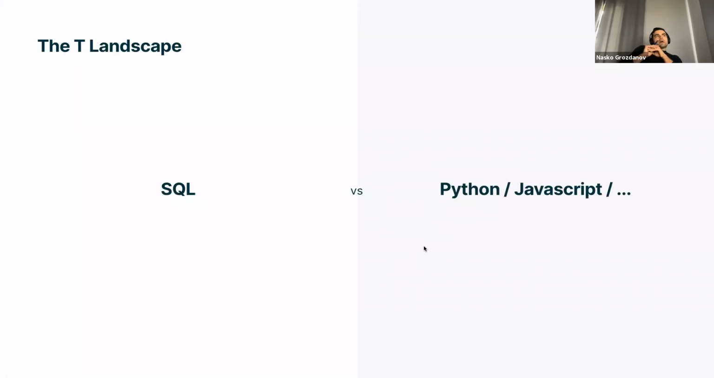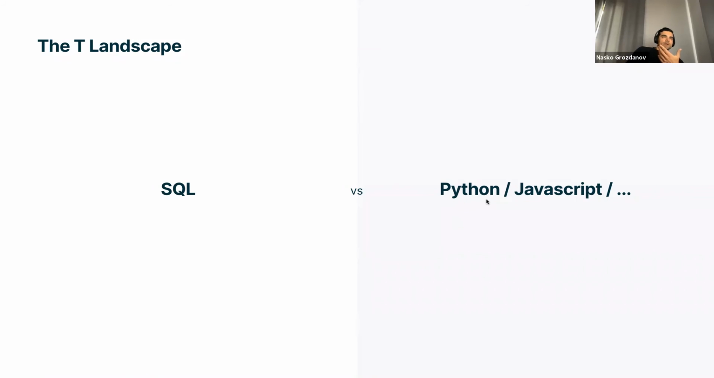Now, if you look at the transformation landscape today, you can kind of put it into 2 categories, right? On one side, you have SQL-based tools, and on the other side, you have tools that expect you to use a programming language such as Python, JavaScript, etc. And to be perfectly transparent, I personally fall in the category of preferring to use Python traditionally. That's my comfort zone by far.